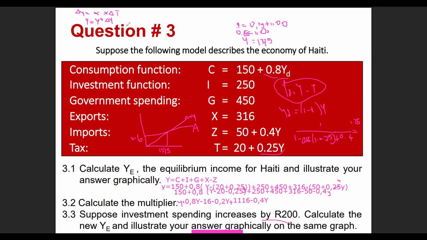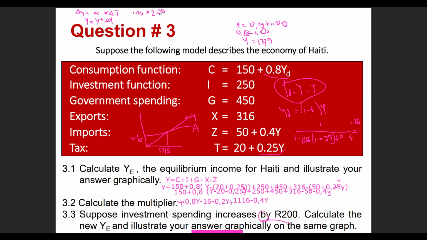So our multiplier, we've already calculated it. It's 1.25. So you're just going to say 1.25 multiplied by, so they've told us here that investment increased by 200, right? If maybe they said that investment increased to 300, we're going to say 300 minus 250 to find how much it increased by. But now they told us what it increased by. So this is the change. It's 200. So we're just going to say 1.25 times 200.